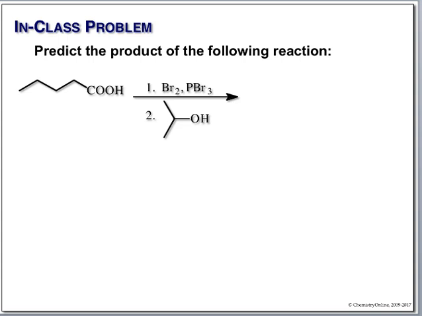Step 1, you want to make the acyl bromide. Step 2, you want it to enolize. Step 3, the enolate anion attacks bromine to give the alpha-bromo acyl bromide. And just to make this interesting, instead of dumping it in water, I'm putting it in 2-propanol. So 2-propanol will react with the acyl bromide.